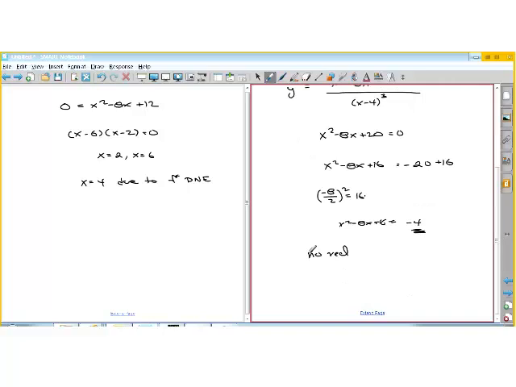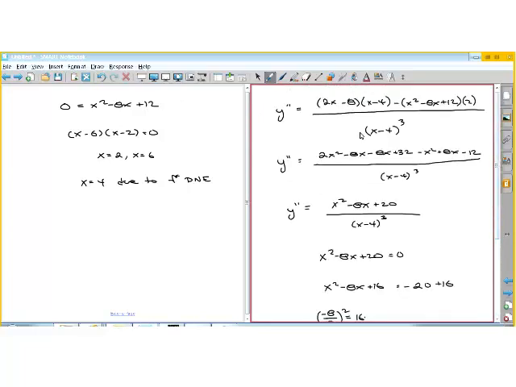No real solutions. Therefore, no possible points of inflection. So if there's no possible points of inflection, then there's no points of inflection. Okay. The reason I said possible, because if you had solutions, then those would be possible points of inflection. In this case, there are none, so there's nothing to try out.